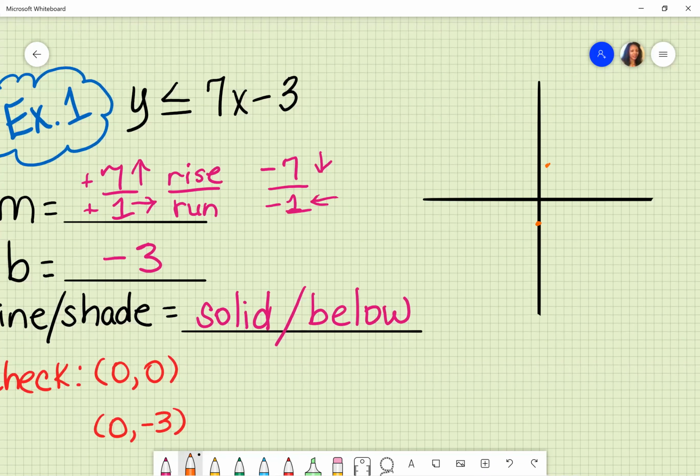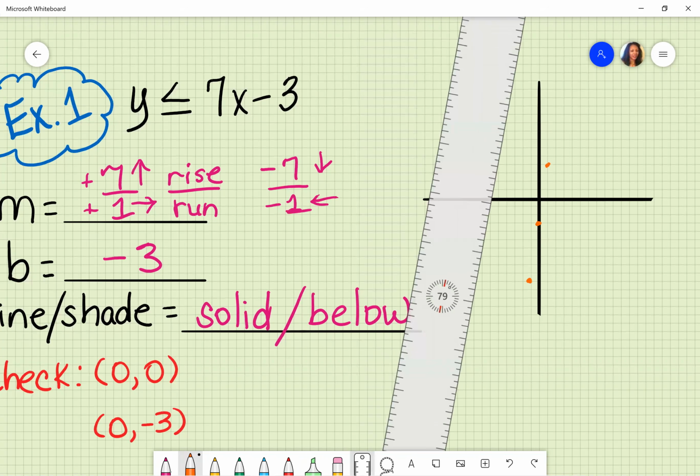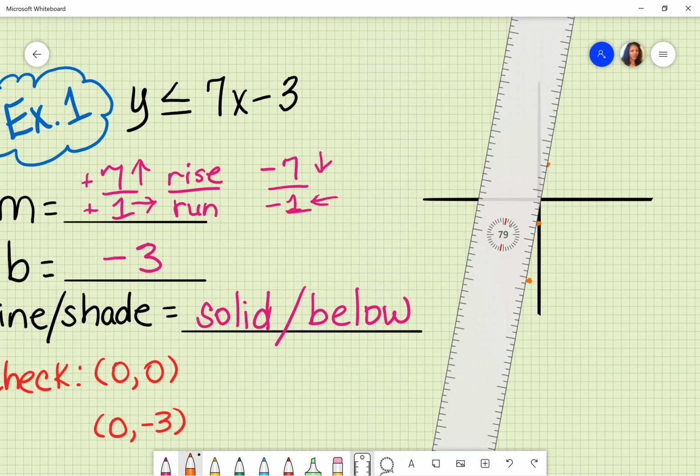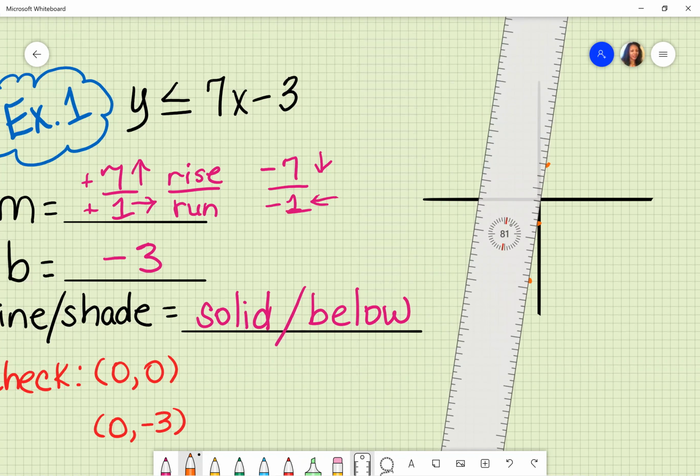And remember to count your origin. Some people skip that for whatever reason. Go back to your y-intercept and count down 7 and then over to the left, -1. And what you will see is that you have just created a line. So that's why I said 3 points is more than enough. Now I know it has to be solid, so I'm just going to go ahead and draw a solid line.